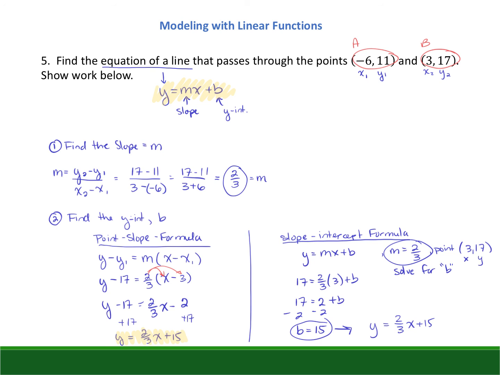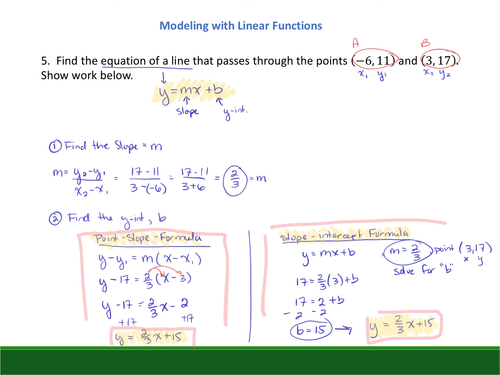So hopefully you can see that we came up with the exact same equation, whether we're using the point slope formula or the slope-intercept formula. And again, my advice to you is it doesn't matter which method you use. You can use the method on the left here, or you can use the method on the right. It will lead you to the same solution. So just pick one method and be comfortable with it.